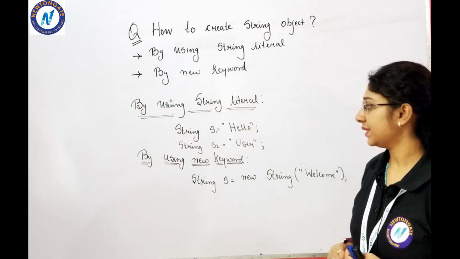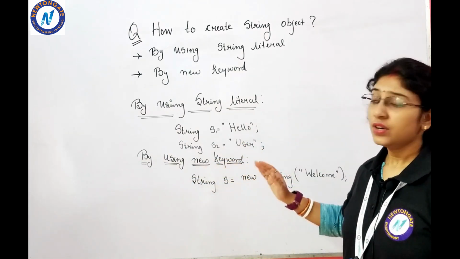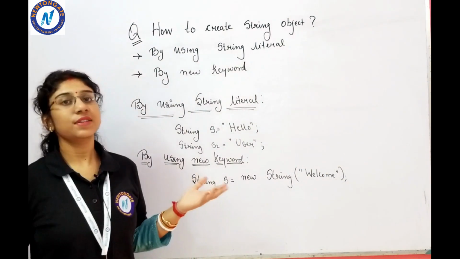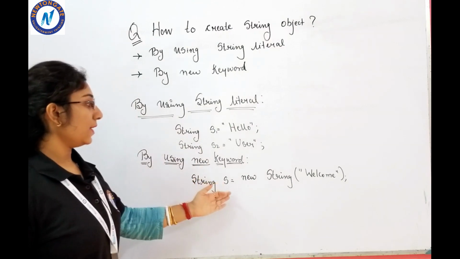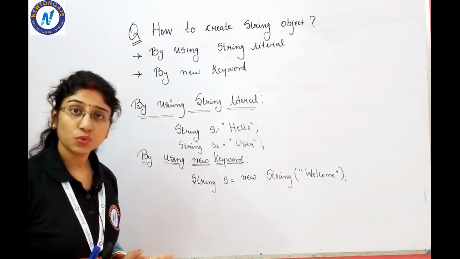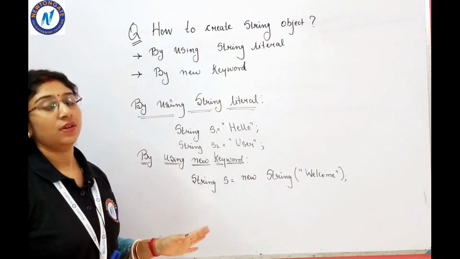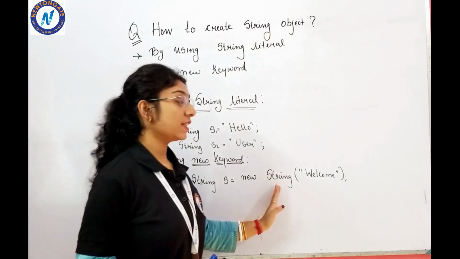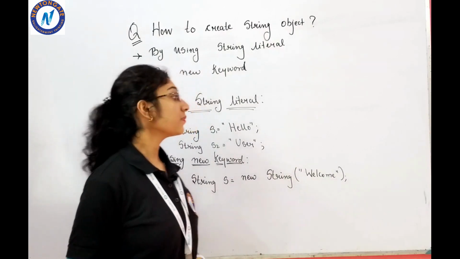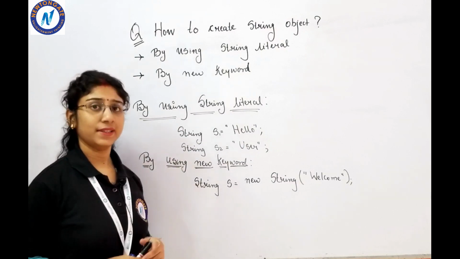Second method, by using the new keyword. So what do we have to write? Firstly the class name. What is the name of the class? String. Then the object name, s equals to new. new is an operator which is used for creating and allocating memory for the object. Then again String. This time it's a constructor. Then the statement. Now let's see what the difference between these two methods is.